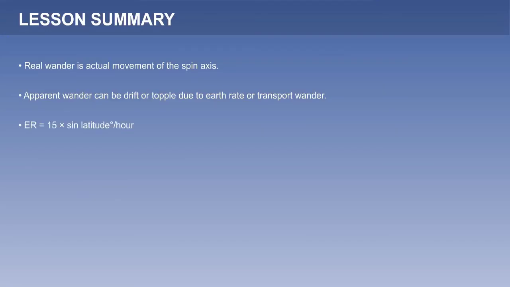Real wander is actual movement of the spin axis. Apparent wander can be drift or topple due to earth rate or transport wander. The formula for apparent drift due to earth rate is earth rate equals 15 times the sine of the latitude in degrees per hour.